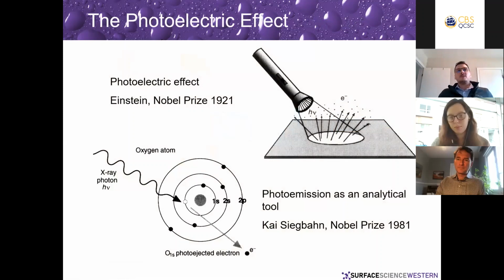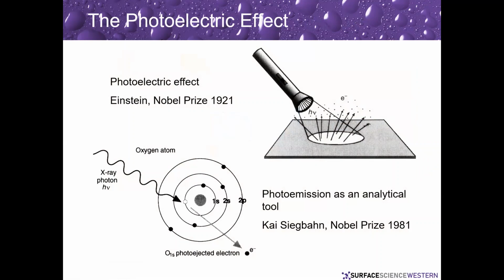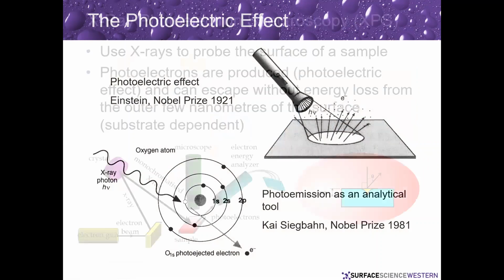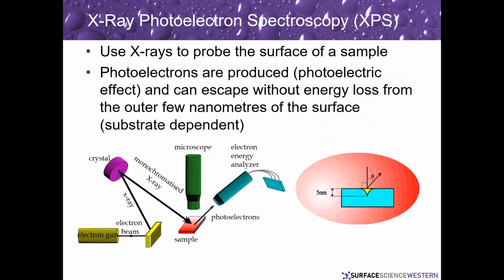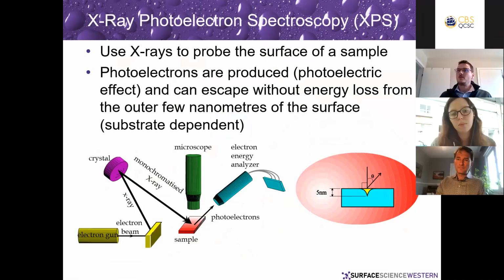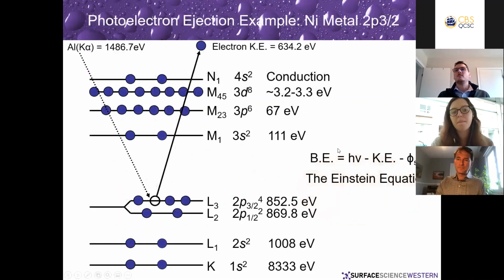So XPS is based on the photoelectric effect, which is what Einstein actually won his Nobel Prize for back in 1921. It was further turned into an analytical tool by Kai Siegbahn, who also received the Nobel Prize in 1981. Now, the way it works is you take X-rays to probe the surface. Photoelectrons are produced. Those can escape from the surface, the outer few nanometers of the surface, without loss. You measure the kinetic energy of those, and that tells you, using the Einstein equation here, the binding energy is the energy of the X-rays minus the kinetic energy that you read, and that tells you what you have.